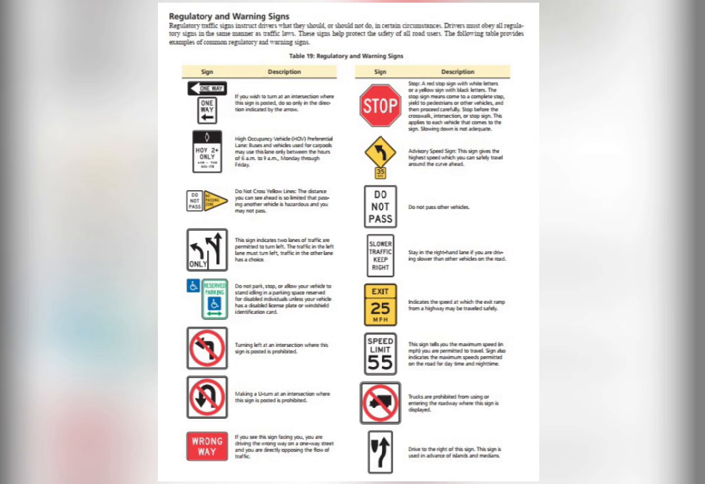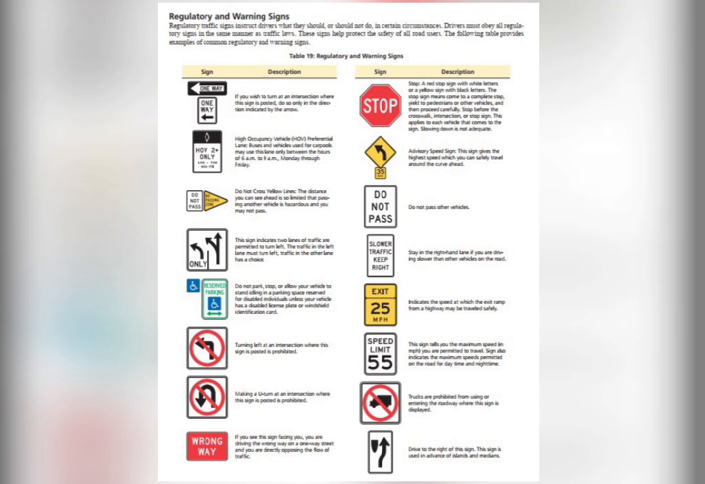Table 19. Regulatory and warning signs. Sign and description. If you wish to turn at an intersection where this sign is posted, do so only in the direction indicated by the arrow. High occupancy vehicle, have preferential lane. Buses and vehicles used for carpools may use this lane only between the hours of 6 a.m. to 9 a.m. Monday through Friday.